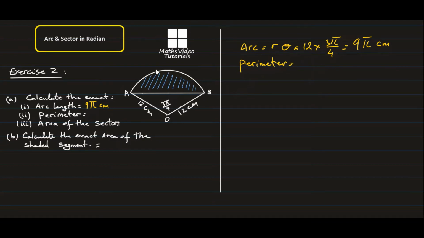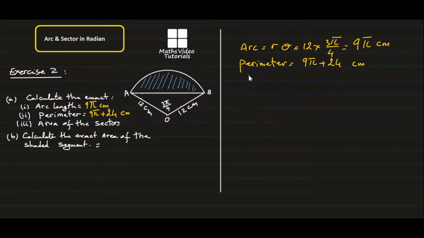For part II, the perimeter is going to be made up of the arc length, which is 9 pi, add the 2 radii, 12 and 12. That's 24, and the answer is going to be in centimeters, of course. So let's write it down here. 9 pi plus 24, in centimeters.